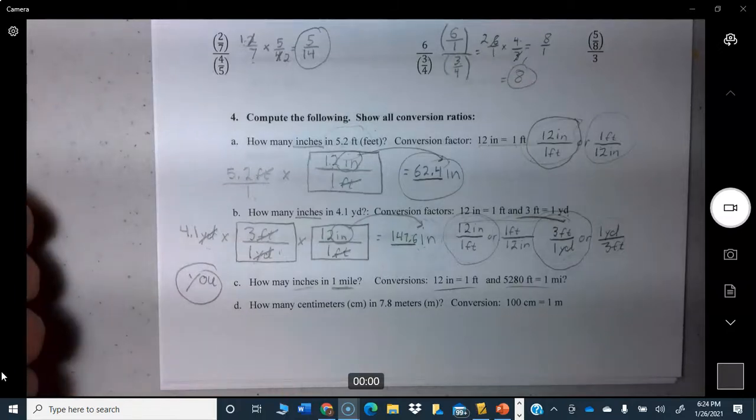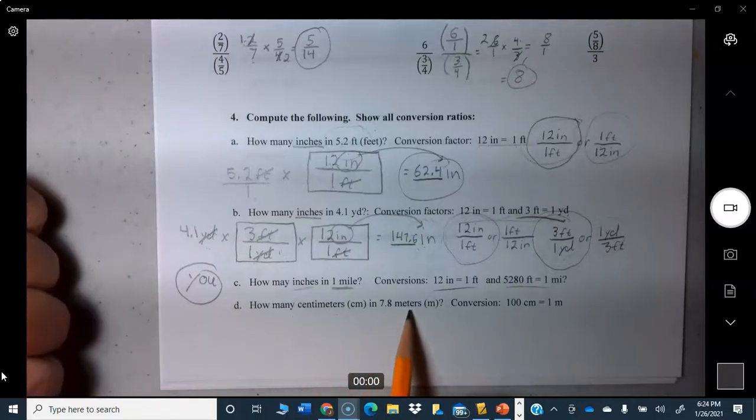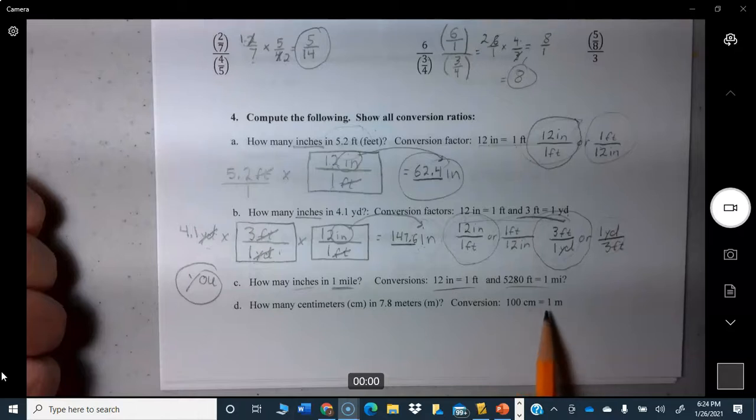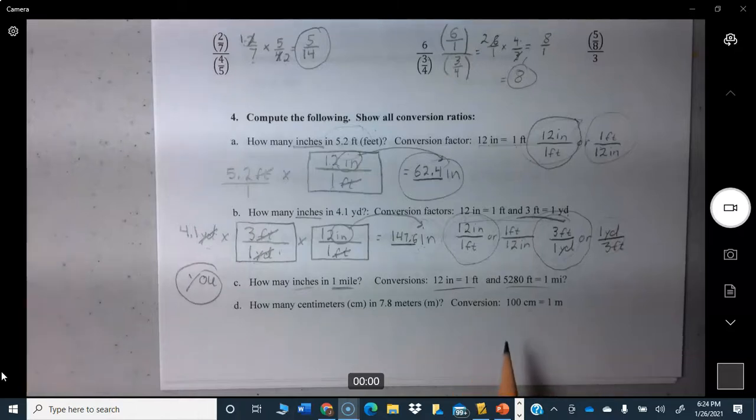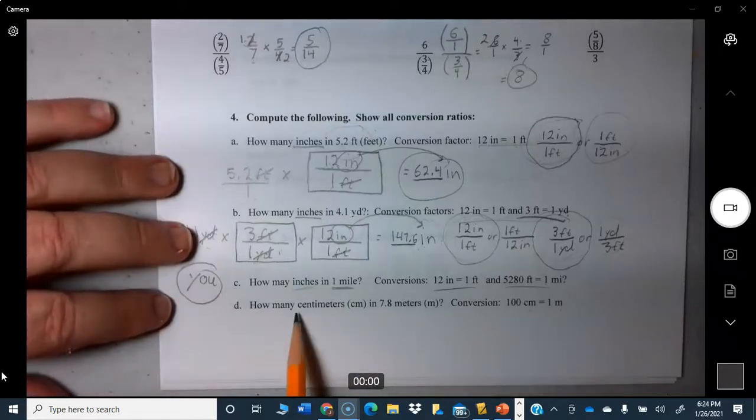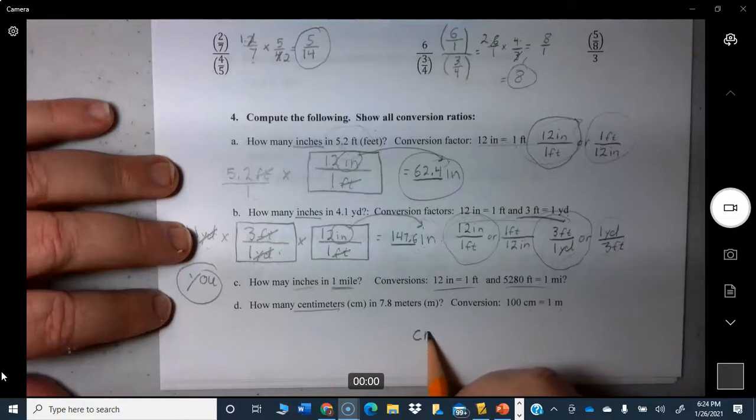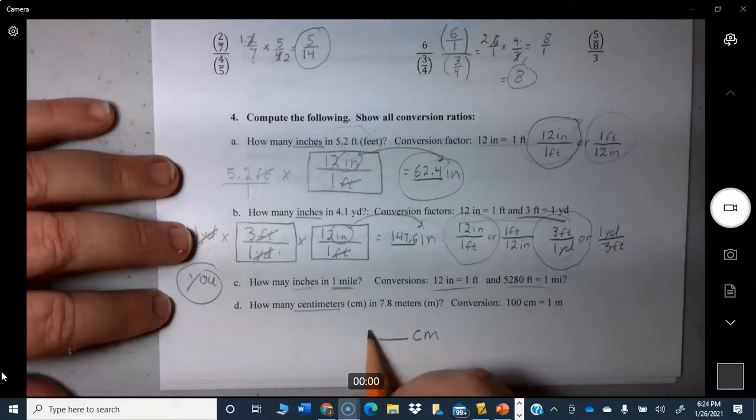I'll go ahead and do D down here. How many centimeters in 7.8 meters? And we have a conversion here. It's just a single conversion. Now, this is our first problem with metric. And it's just one conversion. We've seen this before in the video. 100 centimeters equals 1 meter. So what you're looking for, how many centimeters, you put that over on the right. That's what you want to end up with. I'll just lightly write a question mark, some number of centimeters. That's what you want to end up with.